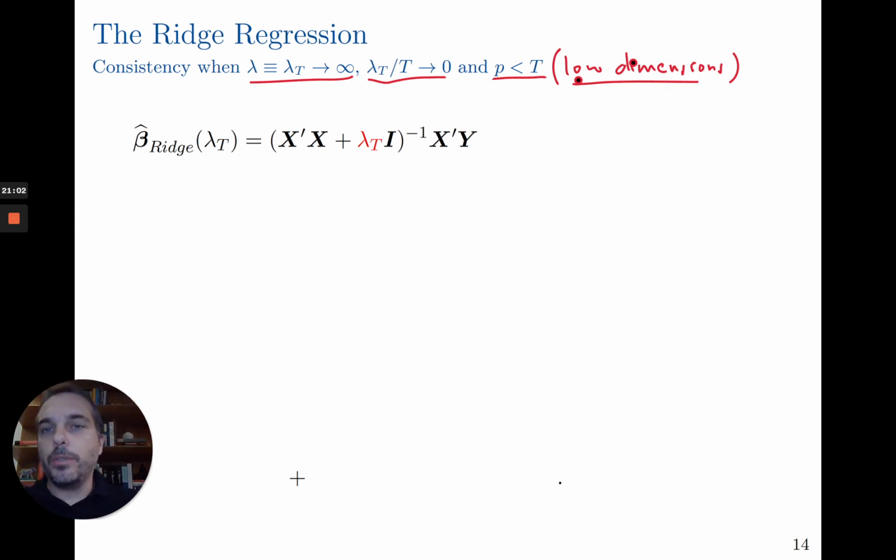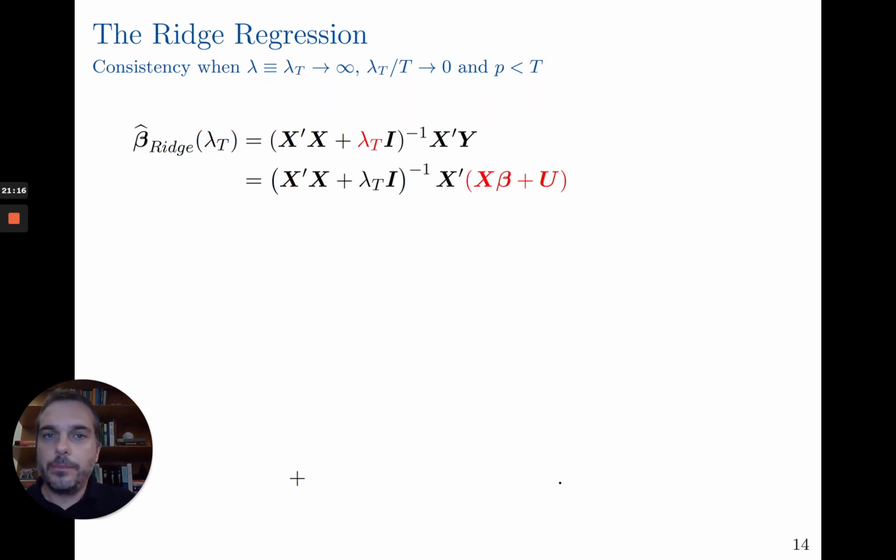So what are we going to do? Now we are going to make explicit the dependence of lambda on t, on the sample size. Okay? So now we are making sure to write lambda t. So that's the ridge estimator. What are we going to do? Replace y by its definition. Remember that y is x prime beta plus u. That's exactly what we have here. That's y.